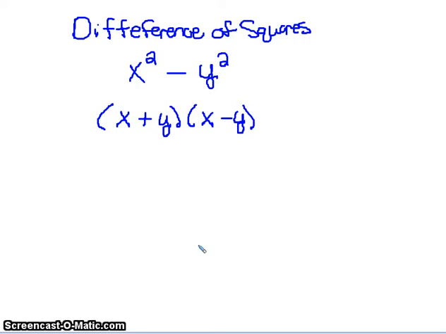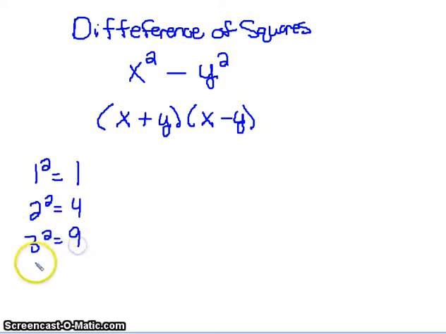So let's look for a second. Let's remind ourselves of some of our perfect squares. This only works with perfect squares. So if I have 1 squared, what is 1 squared? 1. What is 2 squared? 4. What is 3 squared? 9. What is 4 squared? 16. What is 5 squared?